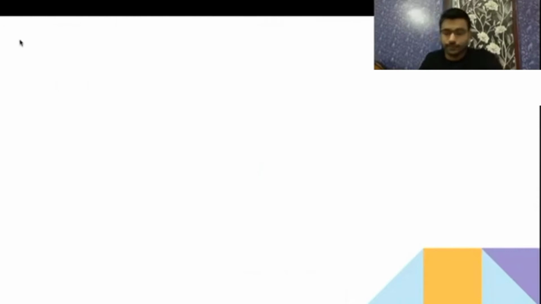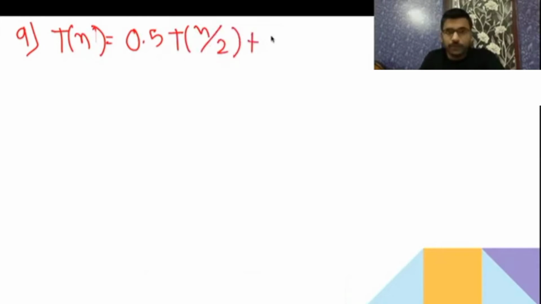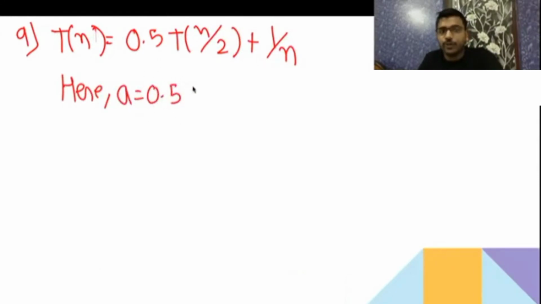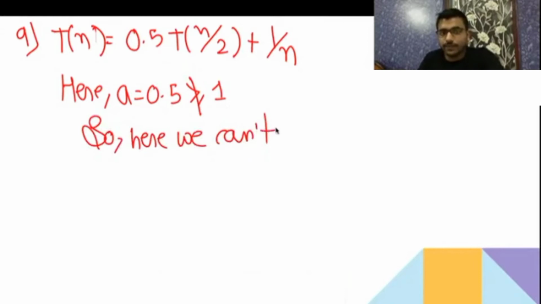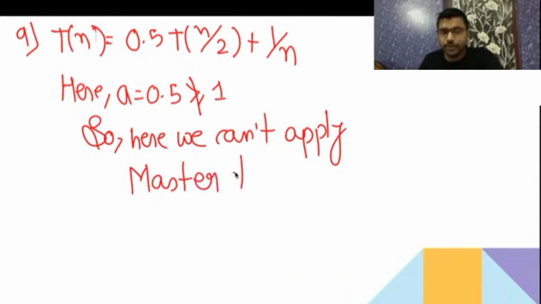Now see the next one. Tn is equal to 0.5 T(n/2) plus 1/n. Now see here a equal to 0.5. It is not greater than or equal to 1. So here we can't apply master theorem, because a is not greater than or equal to 1. Okay.